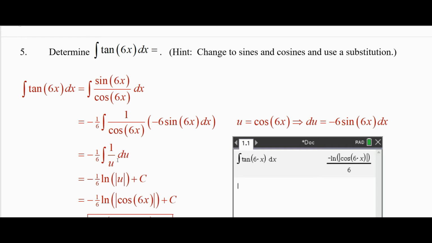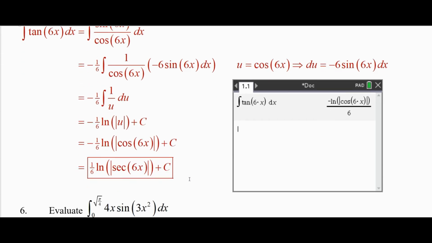Well, then the antiderivative of 1 over u is the natural logarithm of the absolute value of u. So we get negative 1/6 natural log of the absolute value of u plus c. And then we substitute u in as cosine of 6x. Here we need the absolute value because the cosine can take on both positives and negatives.